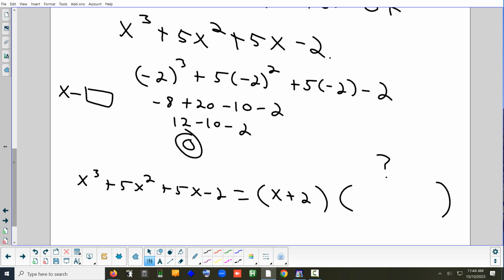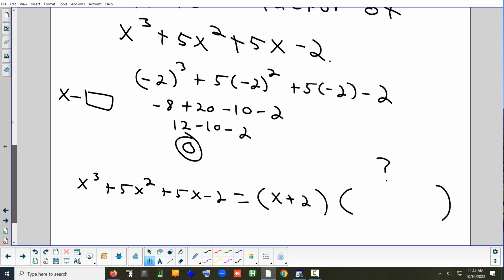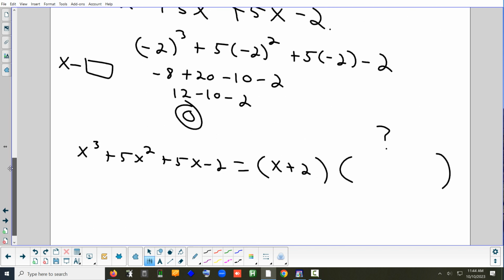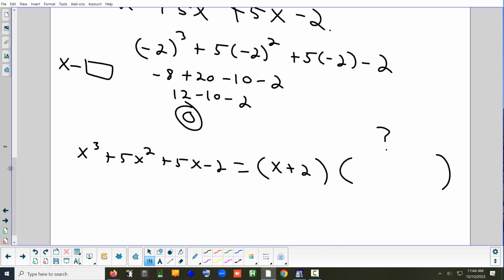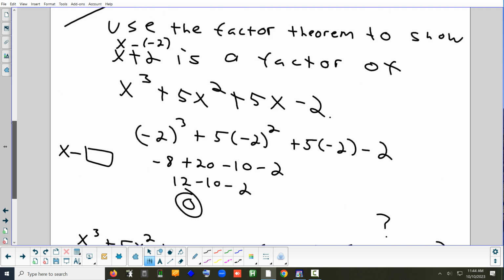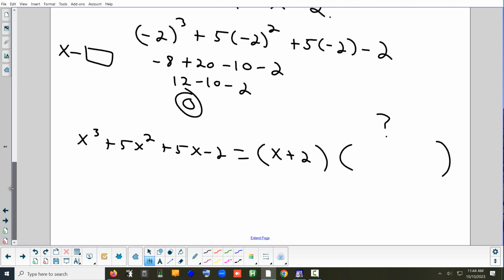So there is no quick way to do that, unless you know synthetic division, that would be a pretty quick way of representing it. Just do the x cubed plus 5x squared and all that over the x plus 2. That's what you'd have to do if they did want that other factor. But in this case, you don't have to. It was just prove that that is a factor.